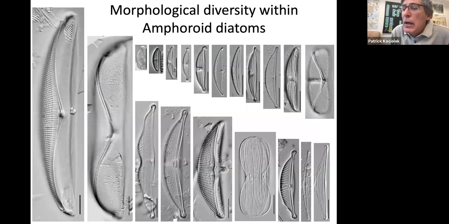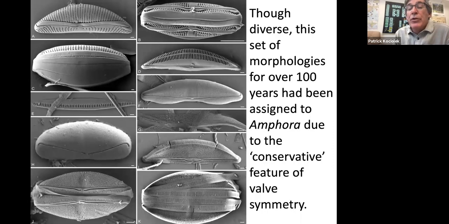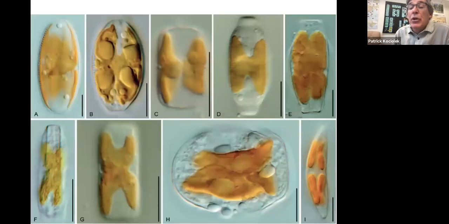And there is a ton of morphological diversity in forms we include in Amphora, the amphoroid diatoms. And not only in the valve morphology, of which there is a lot, you can see here maybe those girdle bands that are filling in on the backside of amphoras to make them have that appearance. There's also quite a diversity in chloroplast morphology as well within these groups.